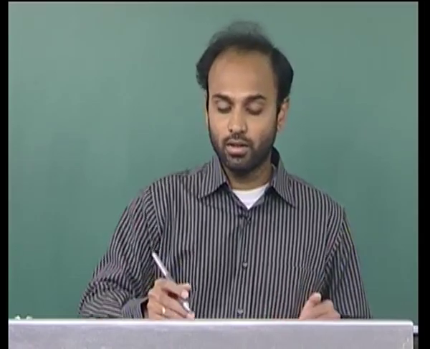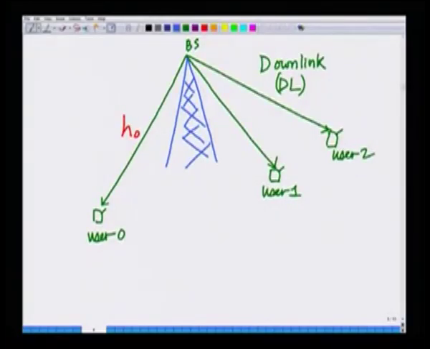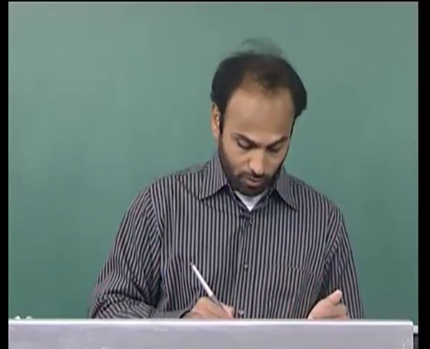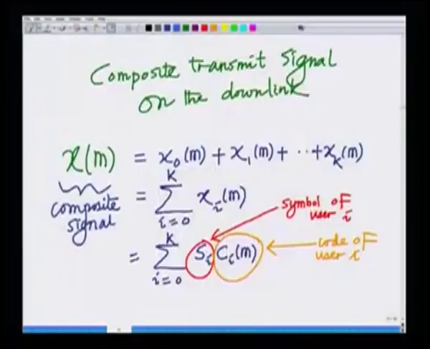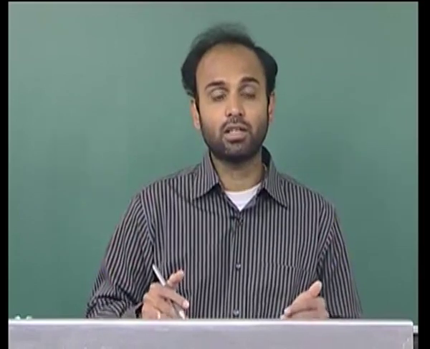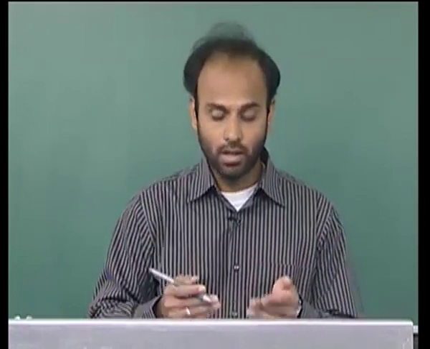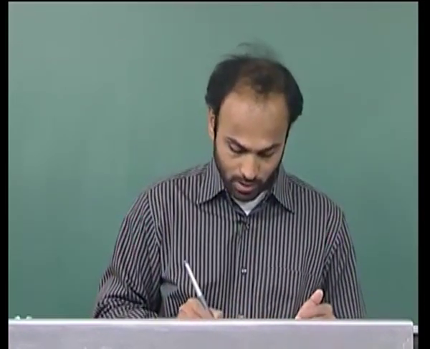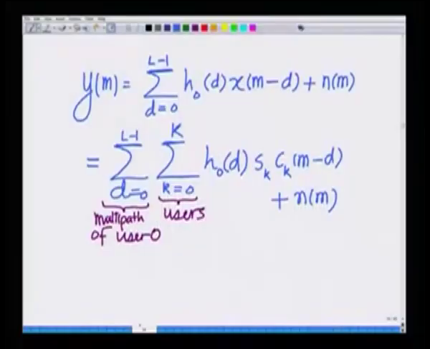We said in the downlink there is a base station communicating with several users. However, in CDMA they are not differentiated on time or frequency, but on the basis of the codes. So, we have the following model where each user signal S_i is multiplied with the user's code C_i. All these signals are put together and transmitted on the downlink. So, the net transmitted signal is nothing but the symbol multiplied by the code, summed over all users, and then transmitted on the downlink.